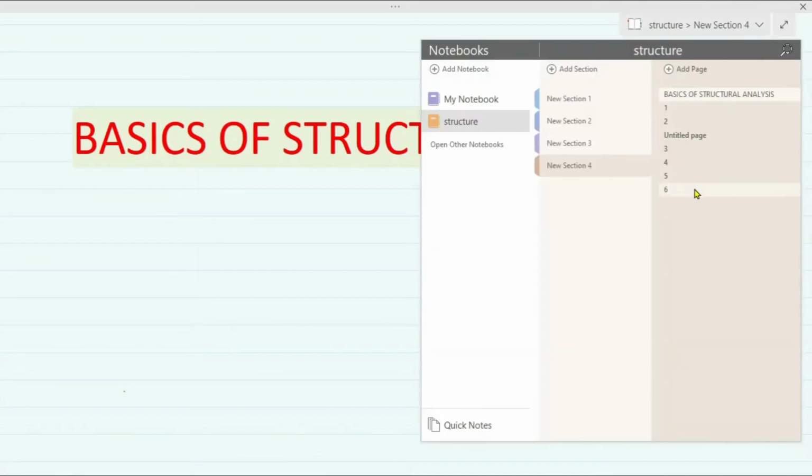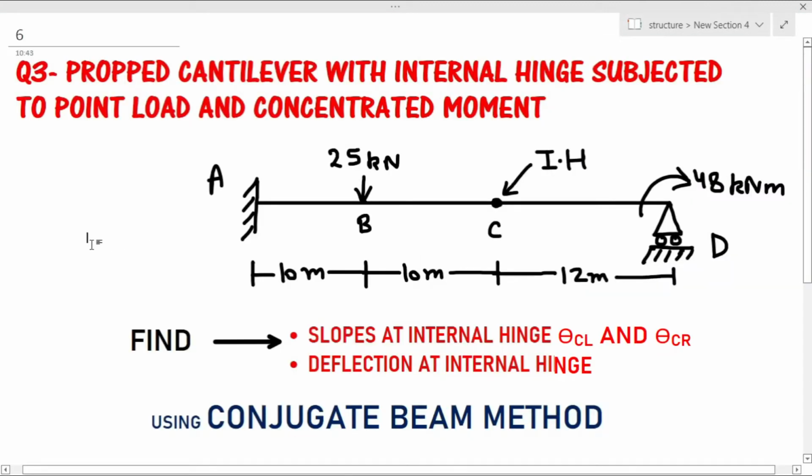In this video we are going to solve another interesting problem by using the conjugate beam method. So this is a propped cantilever beam, and this beam has an internal hinge at C. This beam is also subjected to a point load of 25 kN at B and a concentrated moment of 48 kN-m at D. We are going to find the slope and deflection at the internal hinge C by using the conjugate beam method.